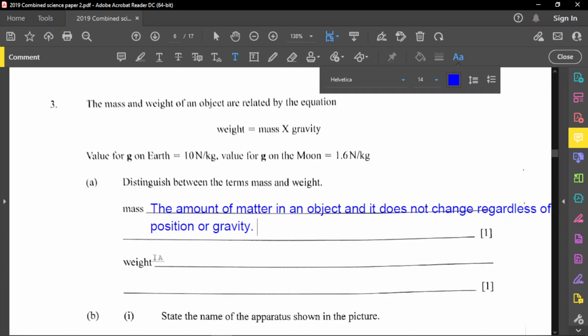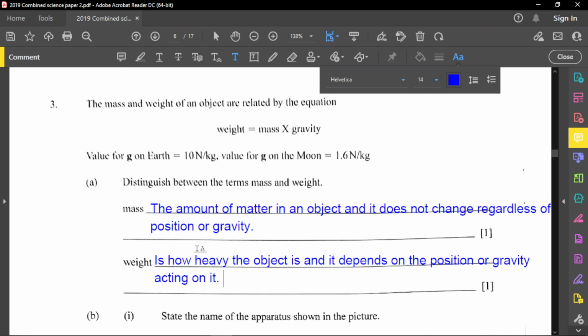However, weight is different because this one is how heavy the object is, and it depends on the position or gravity acting on it, right?